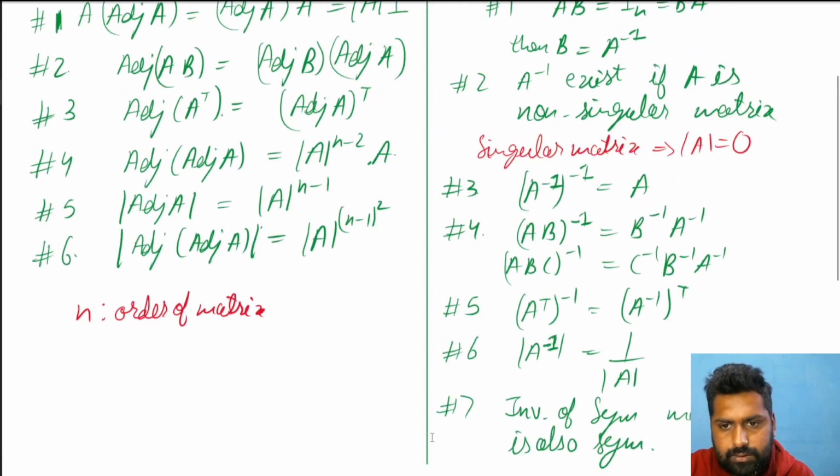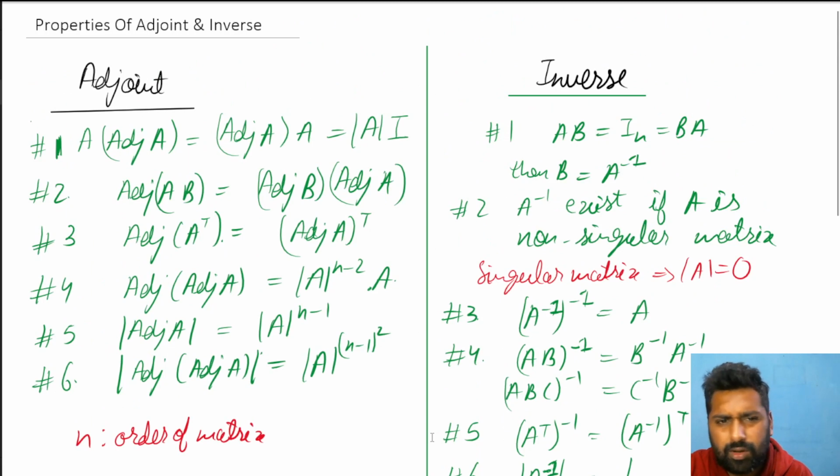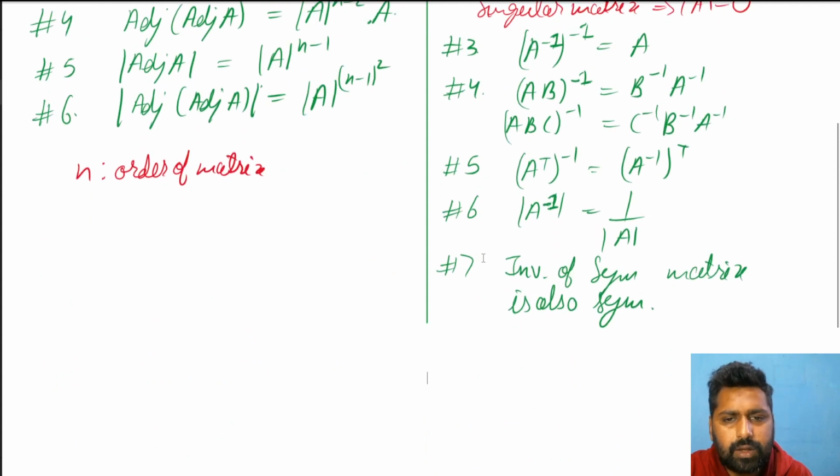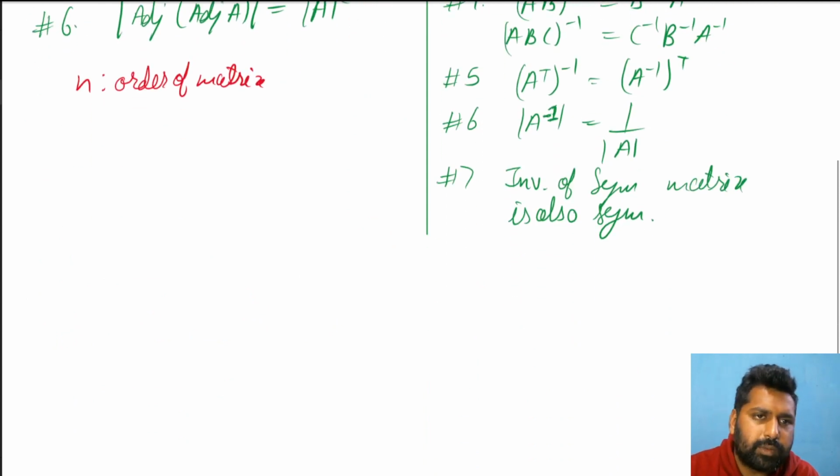All right, this pretty much covers all the properties related with the adjoint and the inverse. Every single property is very important, make a note of this. Now let me put up the questions and I'll add one more property additionally.